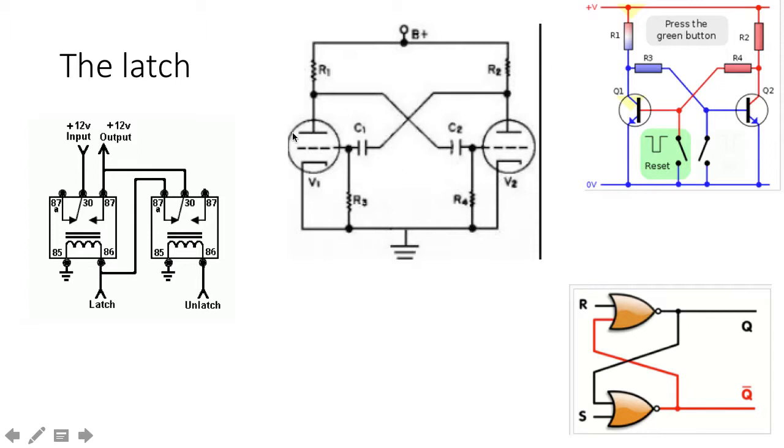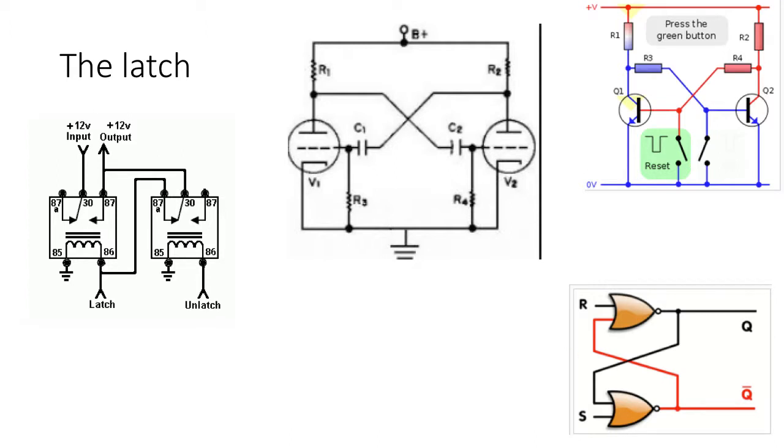Here we see the cross-coupled grids being used just the way the cross-coupled bases are being used in the transistor or semiconductor implementation, which we see on the upper right. And of course, that can go at many megahertz. So no matter how you implement this, you can still look at the canonical latch in the lower right corner and know that logically it's the same.